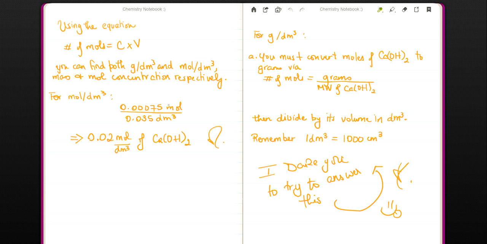For mole per dm cube, you take the number of moles and divide it by the volume that you had. Remember to change your volume that was in centimeters cube to dm cube. And we get 0.02 mole per dm cube. That's your molar concentration. For grams per dm cube, which is known as mass concentration, you must convert the moles of calcium hydroxide to grams via the equation number of moles equals grams divided by molecular weight of calcium hydroxide, right? And then divide it by its own volume in dm cube. And you have to remember that 1 dm cube is equal to 1,000 centimeters cube.